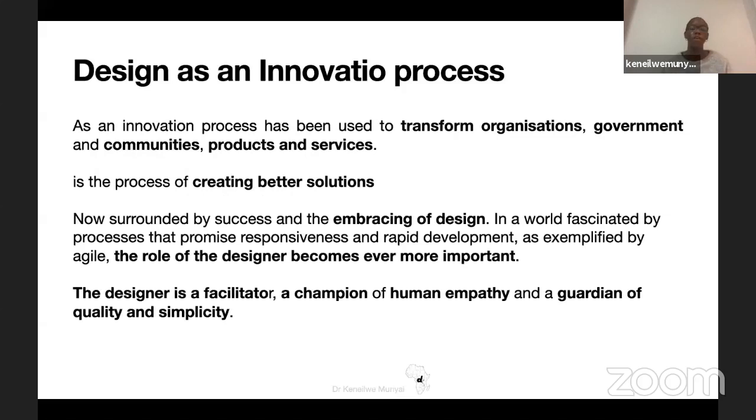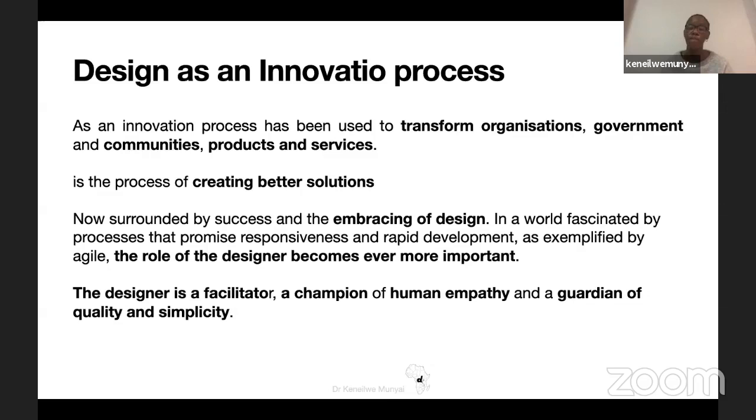So design is an innovation process. It's about transforming organizations. It's about transforming communities, developing products and services, of course, as well. It is the process of creating better solutions. So now we are surrounded by success and the embracing of design. And in my presentation later on, I'll share some of the examples of the projects that I've worked in to show you the wide applicability of design.